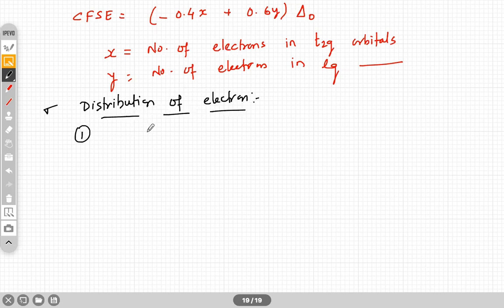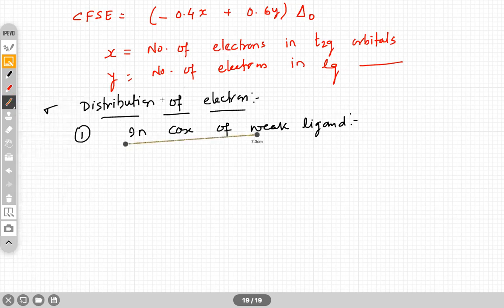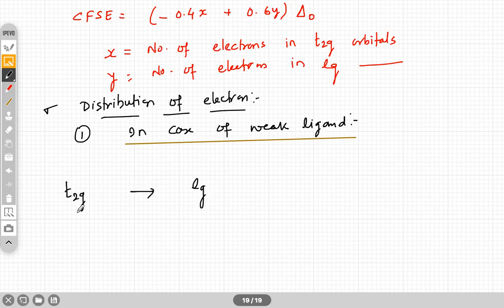First one, in case of weak ligand, we'll follow Hund's rule. So the distribution will be according to Hund's rule. First the electron will go into T2g because it has the lower energy. Then the electron will go into Eg because we are following Hund's rule. Then again an electron will go into T2g, and again into Eg.